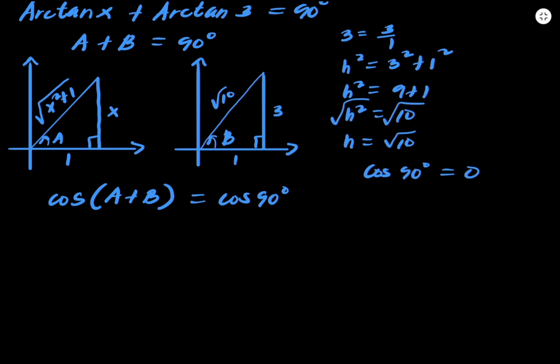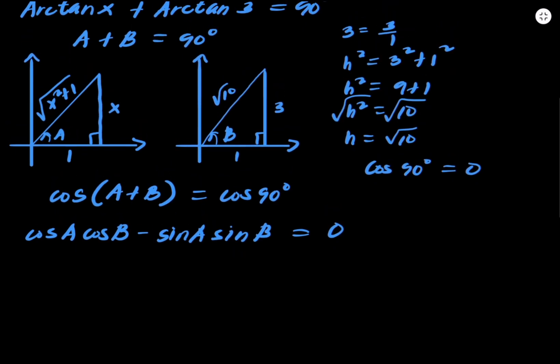And we need to recall the sum and difference identities. So in this case, cosine of the sum of the angles is equal to cosine A times cosine B minus sine A times sine B. And the right side is equal to 0 because cosine 90 is 0. Now, we need to use the reference triangle shown above for the needed values of the trigonometric functions. So what is cosine A? Cosine is adjacent over the hypotenuse. So we have 1 over the hypotenuse, root of x squared plus 1.